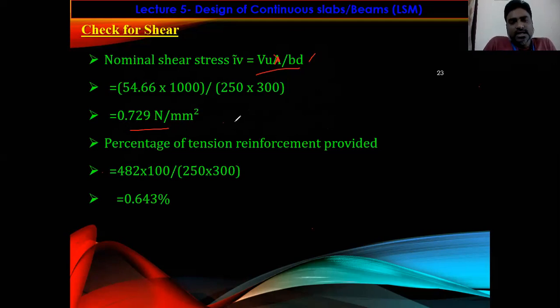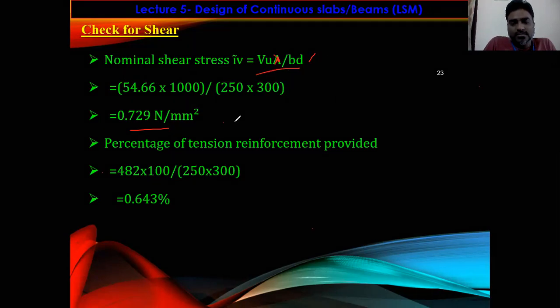Then you need to calculate the tau c, that is the shear resistance of the concrete, and tau c max, the maximum shear resistance of the concrete. Right? So the percentage of steel at the end span, because we are calculating the shear force at the end support. Based upon that, you need to calculate the percentage of steel corresponding to the end support. So that is 0.643%. That is Ast by bd.